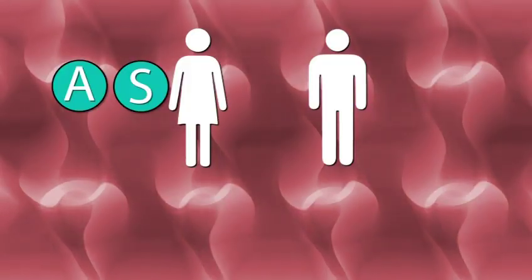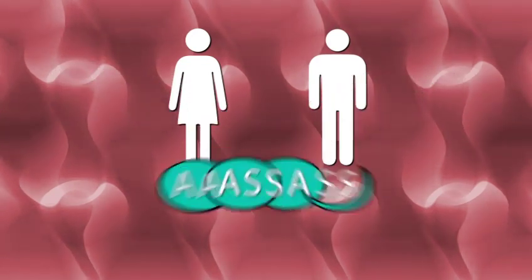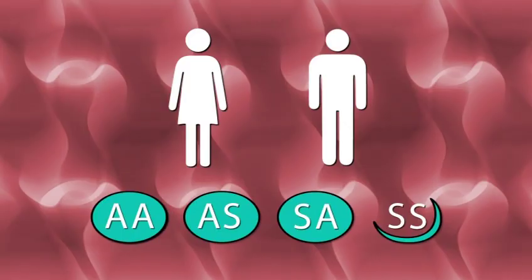On the other side, the father, 50% chance his sperm will have a sickle mutation and 50% normal. And so when the sperm and the egg come together, statistically there's a 25% chance of having the so-called normal AA genotype, about a 50% chance of having the AS trait, just like the parents themselves, and about a 25% chance of having the disease SS.